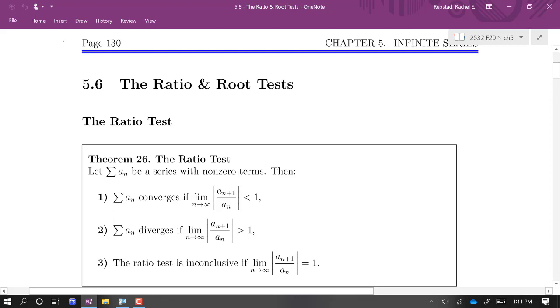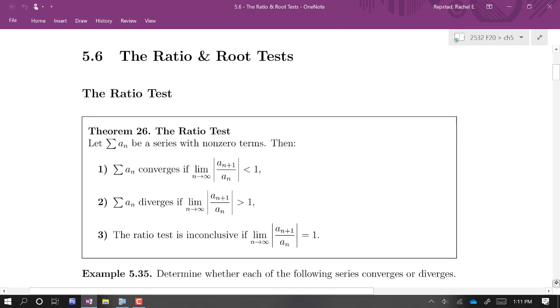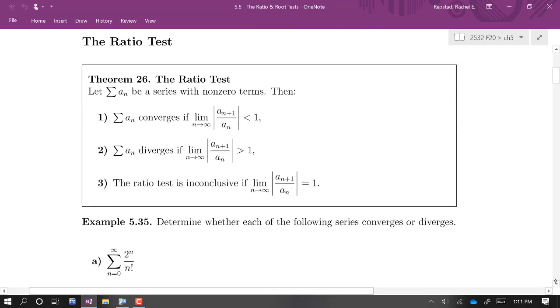All right, in this section, we're going to finish up our convergence tests. There's two more tests we can run to see if a series is convergent or divergent. These are the ratio test and the root test, and we're going to start with the ratio test. So we begin with a series that has non-zero terms, and we just evaluate the limit.